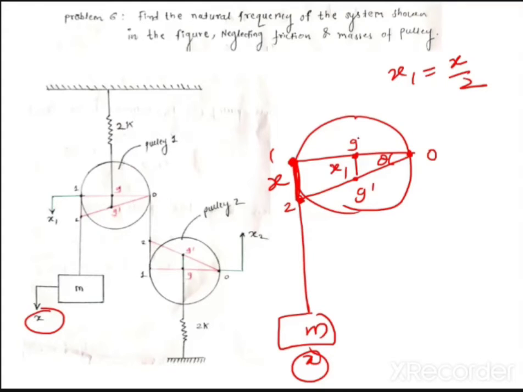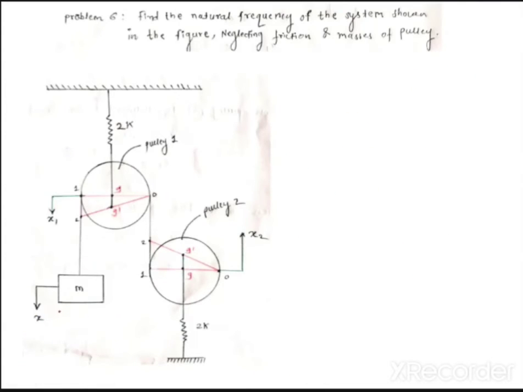The displacement of the center of a pulley is half of the displacement of this 1 to 2. Because if we draw the triangle, this is my x1 and this is my x, so this will be x by 2. We just saw this, right? That is why I am considering x as the displacement of mass m and x1 as the displacement of the center of pulley 1. Similarly, this pulley moves downward, and this pulley moves like this, so this will be nothing but theta. Let's say x2 is the displacement of pulley 2.